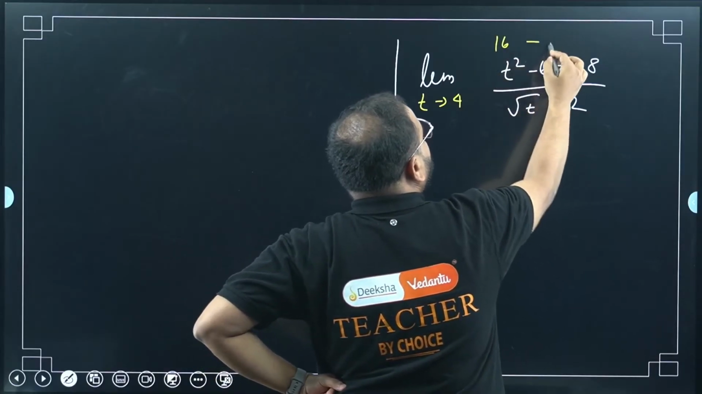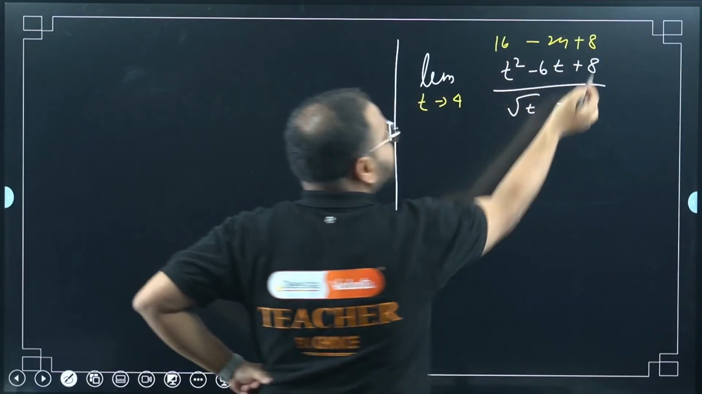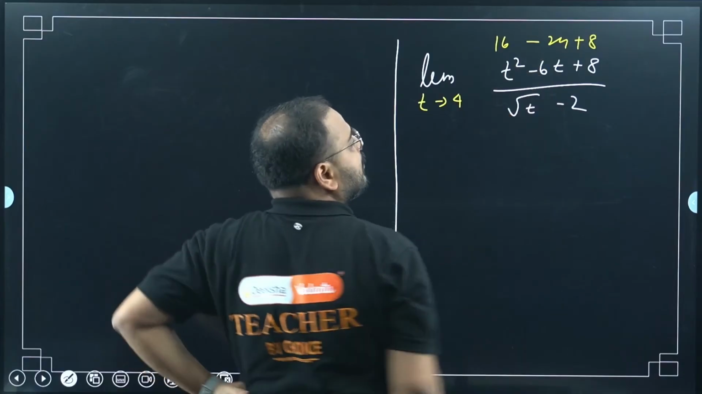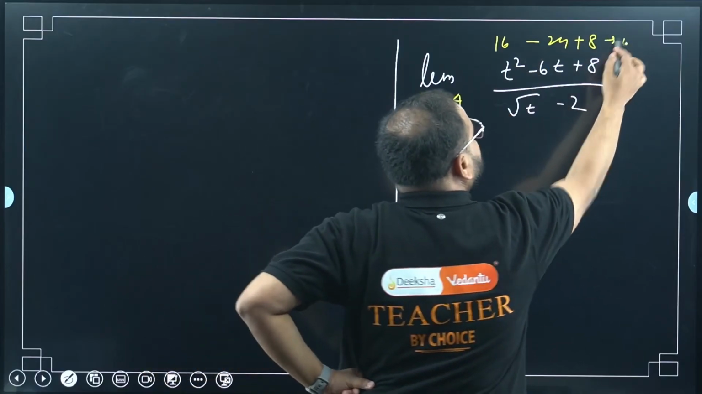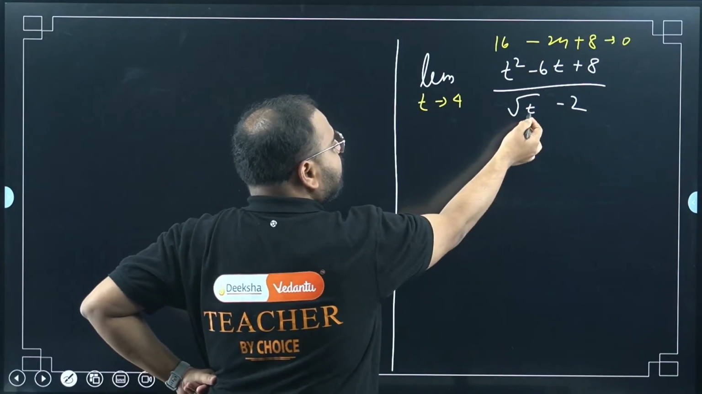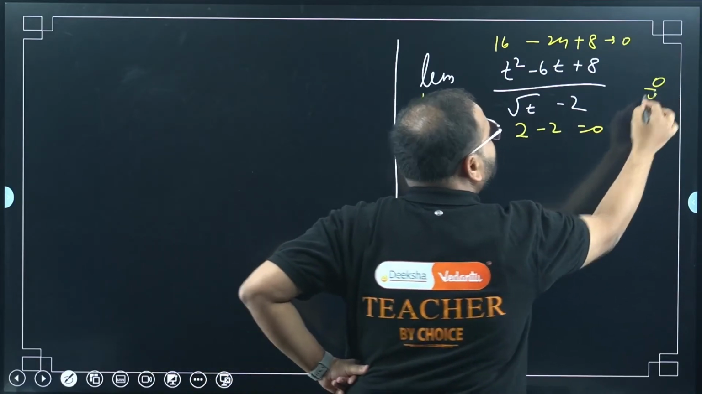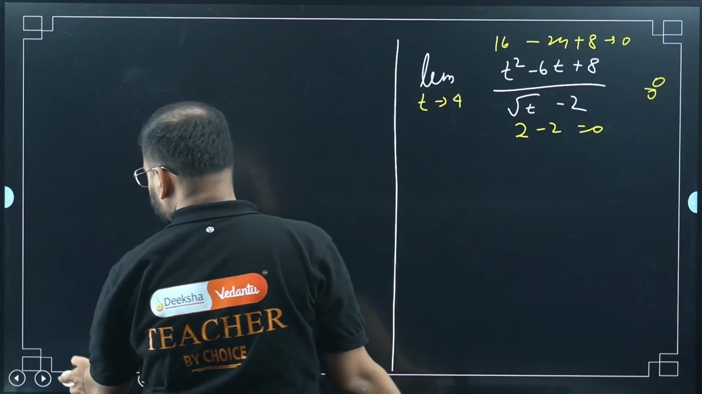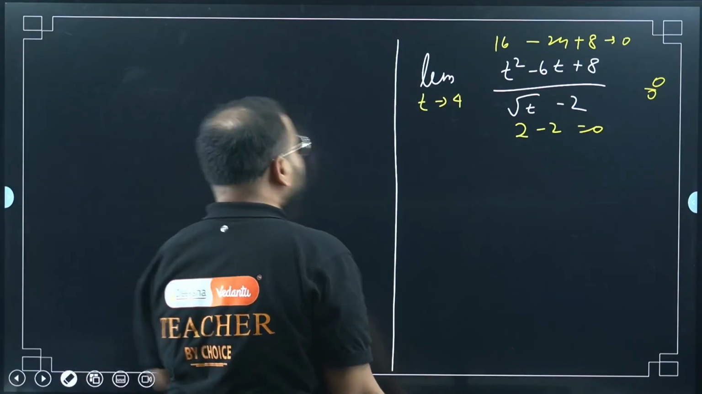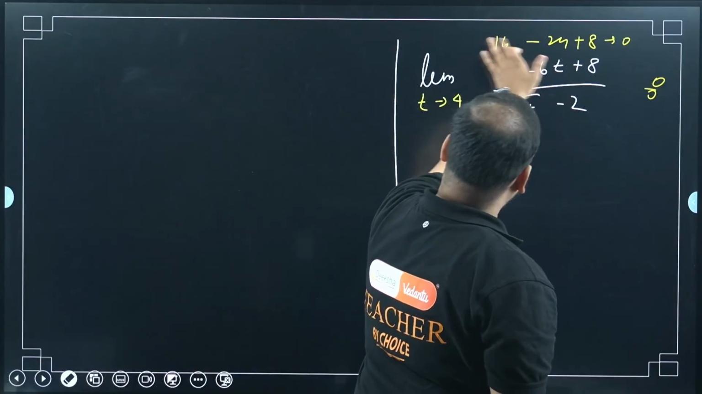Let me check the numerator: 16 minus 24 plus 8 will be 0, sir. What will happen to the denominator? Root of 4 will be 2, sir. So 2 minus 2 will be again 0, sir. So again, sir, it is going to be 0 upon 0 form only. Then, sir, why did we do all the steps? Because to make our work easier, bacha. It is 0 by 0 form.